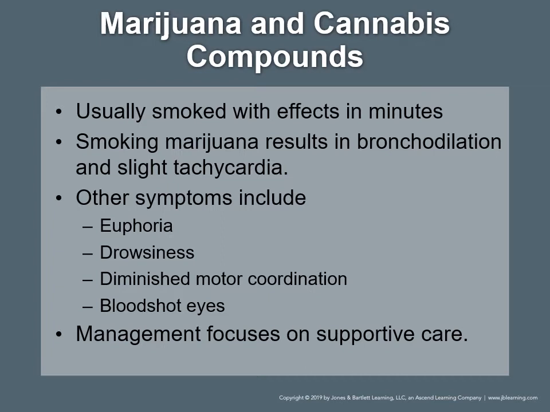Smoking marijuana results in bronchodilation and slight tachycardia. Other signs and symptoms include euphoria, drowsiness, decreased short-term memory, diminished motor coordination, increased appetite, and bloodshot eyes. Management focuses on supportive care. There's a low likelihood of serious medical complication. A novice user may exhibit some behavioral symptoms such as paranoia and rarely psychosis. Reassurance is helpful with both paranoia and psychosis.